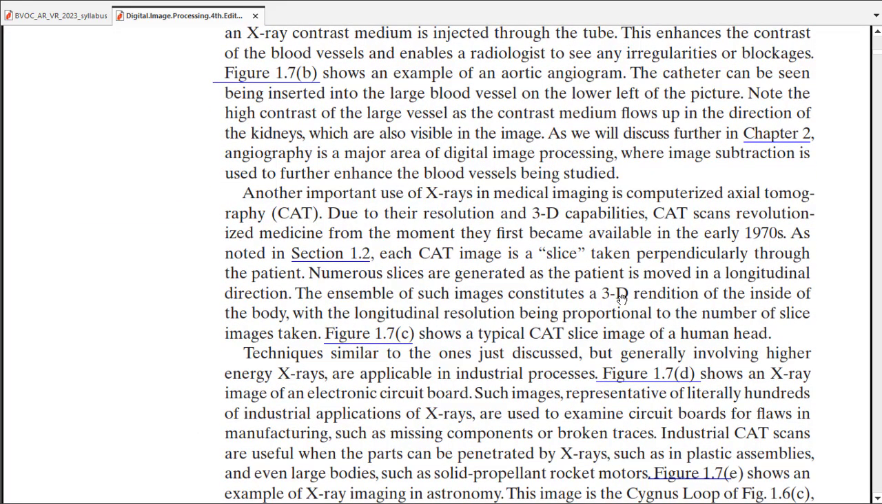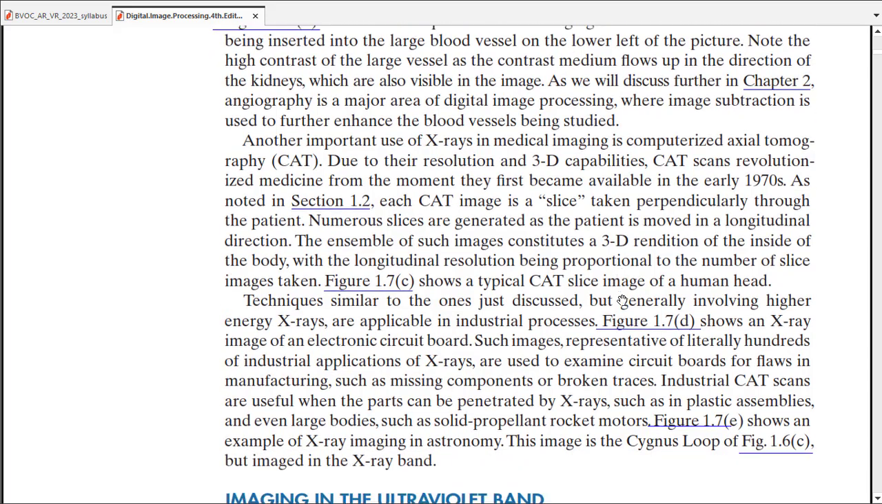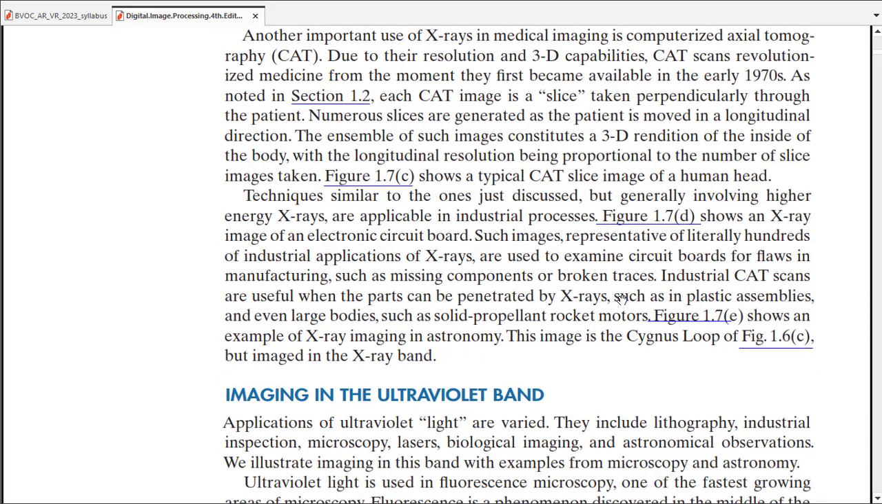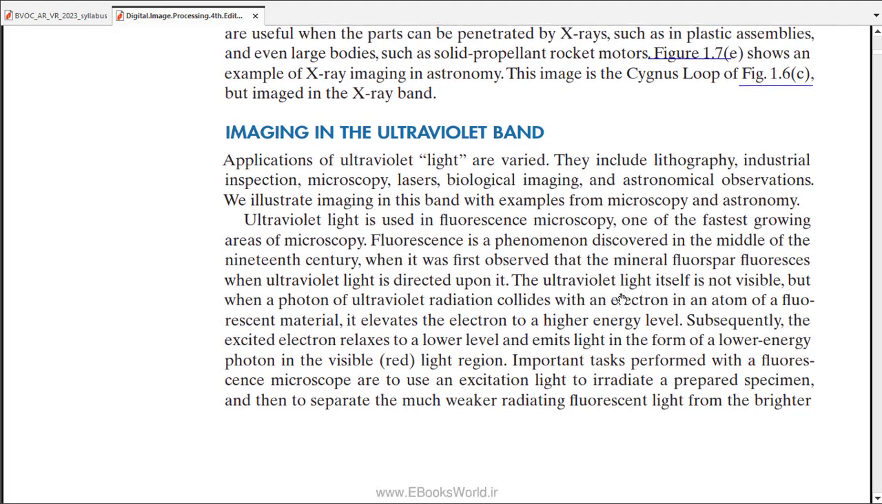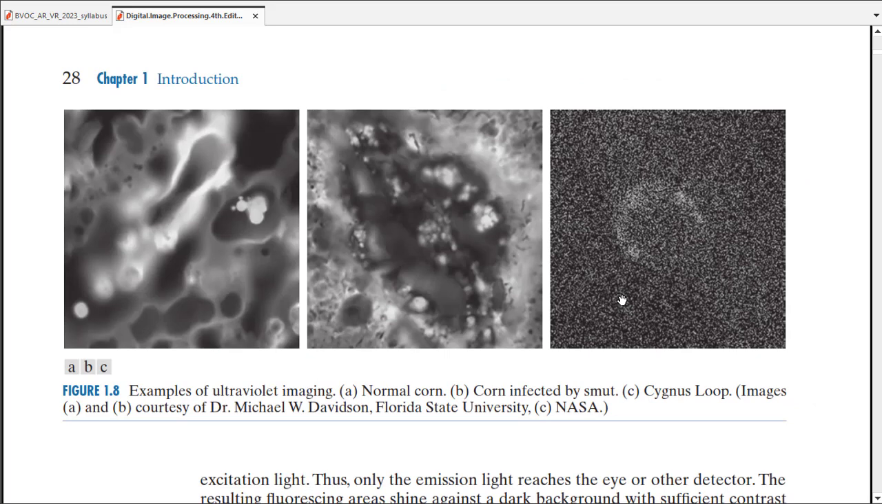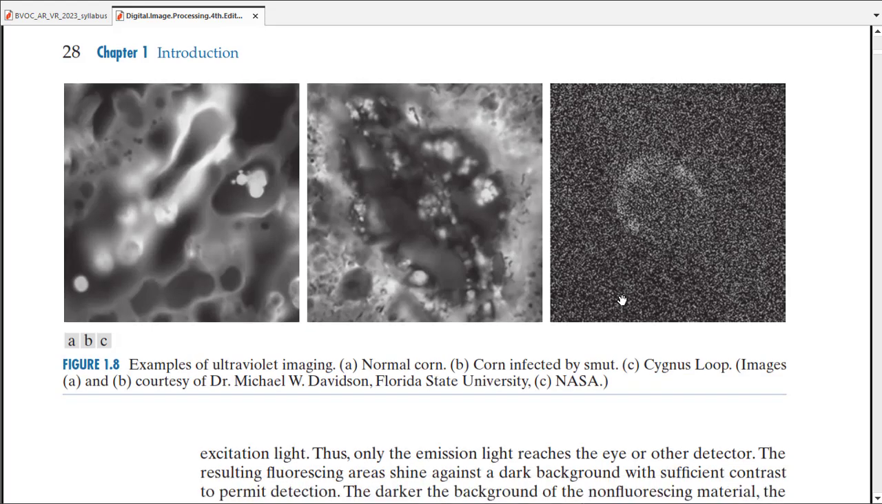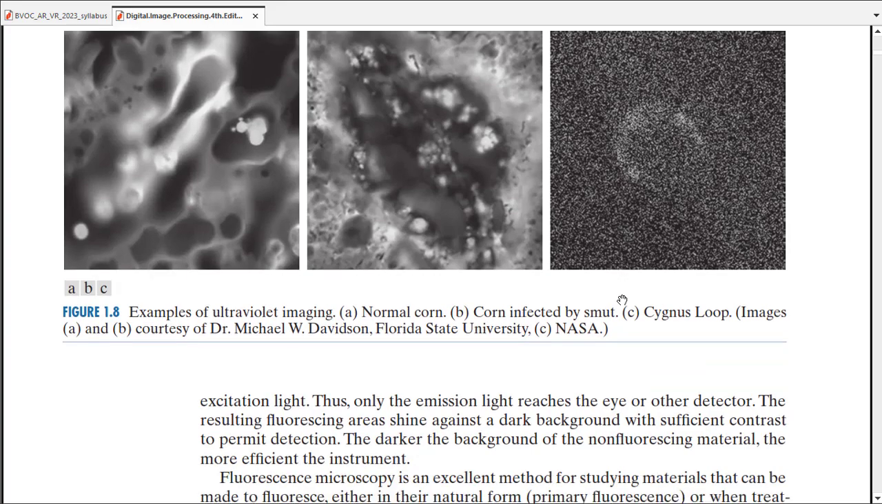Computer axial tomography, CAT, is another type of image we will come to. Next is imaging in the ultraviolet band. Examples of ultraviolet images are a normal cone and a cone infected by smut, and then the Cygnus Loop, a different type of ultraviolet imaging.